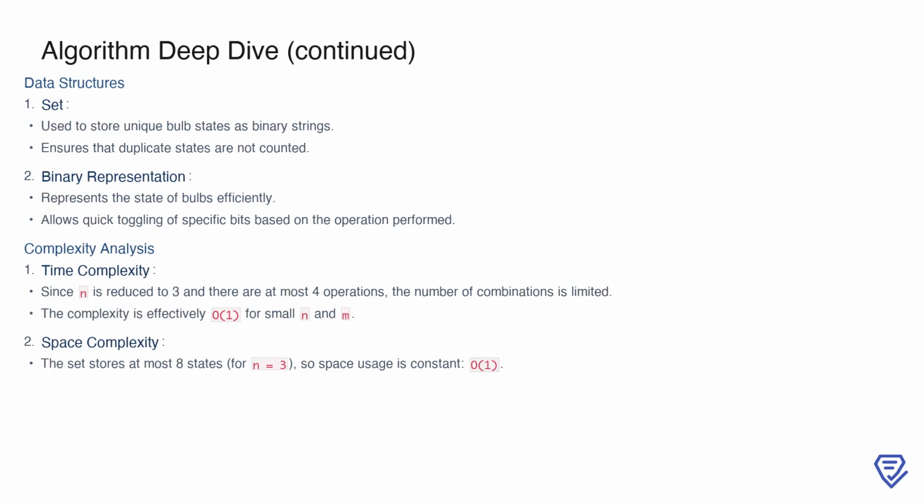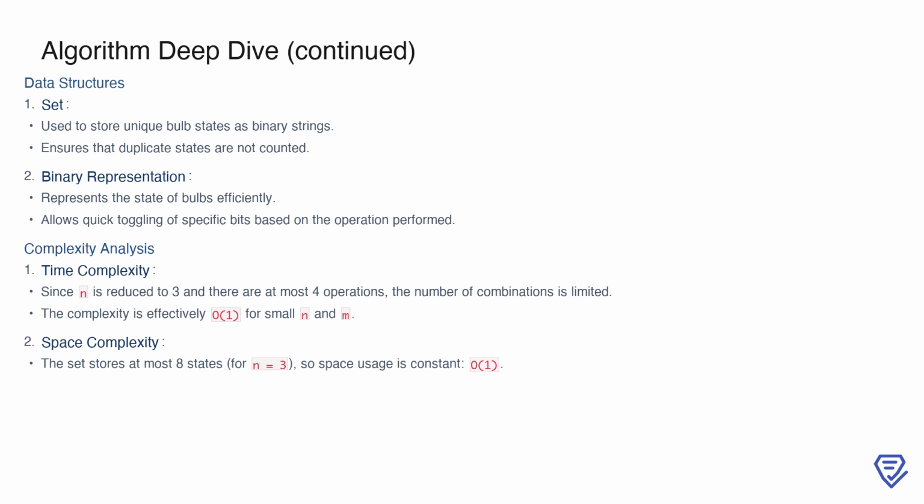To implement this efficiently, we rely on two key data structures. First, a set is used to store unique bulb states, ensuring that duplicate states are not counted. This is critical for tracking configurations without redundancy. Second, we use binary representation to model the states of the bulbs. This representation is compact and allows us to quickly toggle specific bits based on the operations performed.